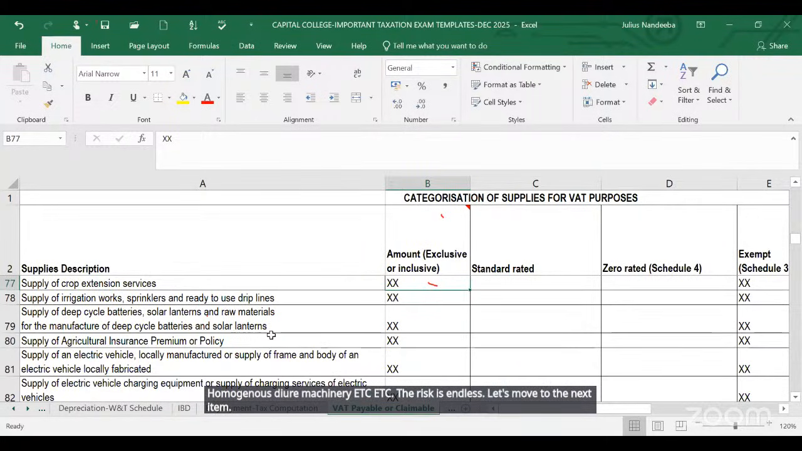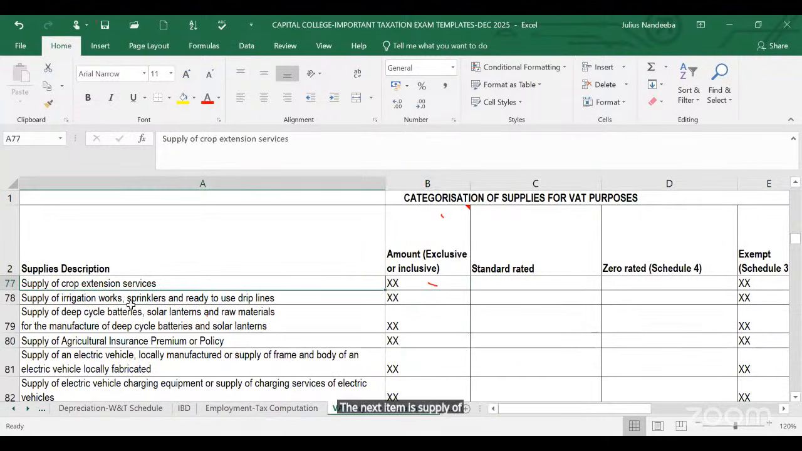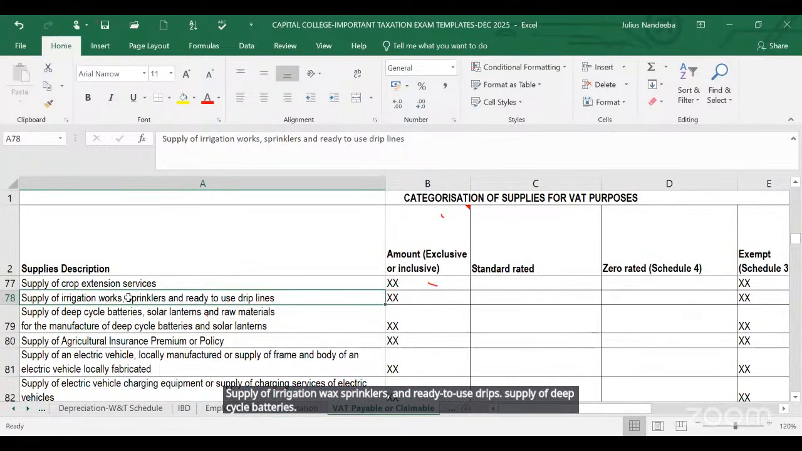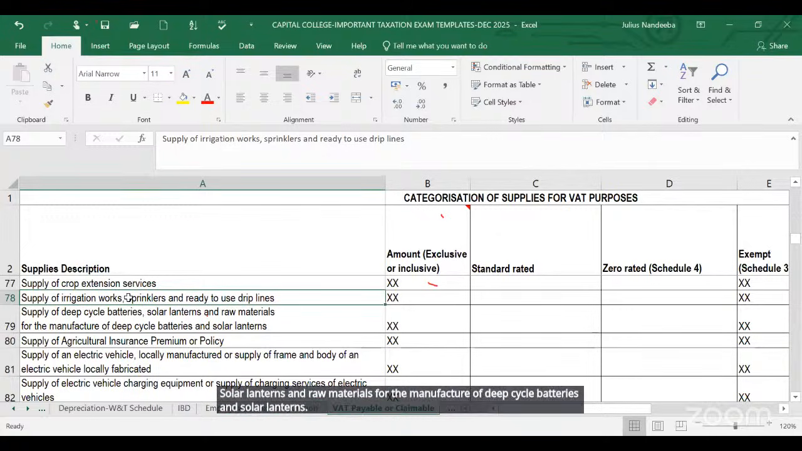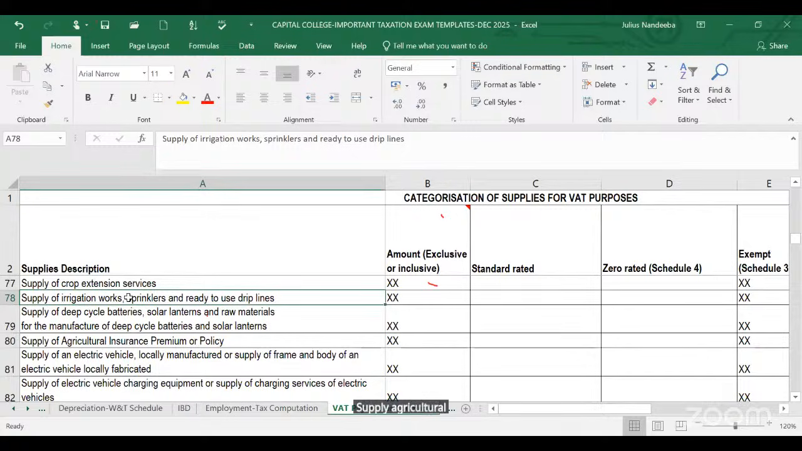The next item is supply of crop extension services. As long as, by the way, it is a service, just know if it is falling in those sectors I told you, it is likely to be exempt. Supply of irrigation works, sprinklers and ready-to-use drips. Supply of deep cycle batteries, solar lanterns and raw materials for the manufacture of deep cycle batteries and solar lanterns. Supply of agricultural insurance premium stock policy.